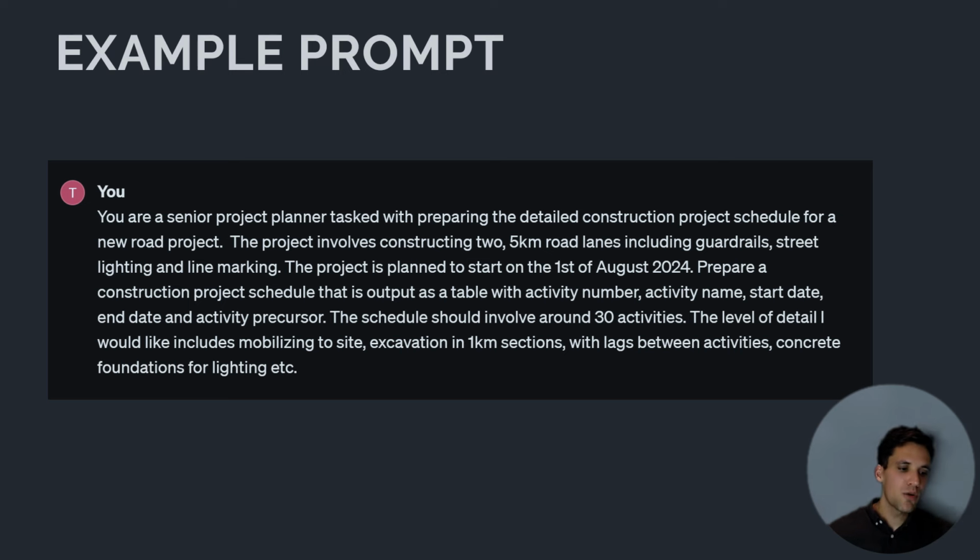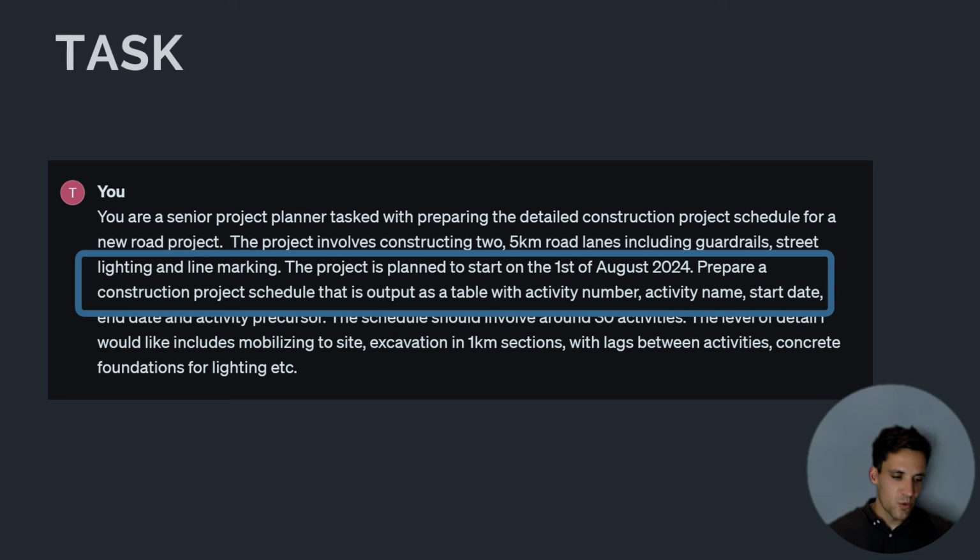So as an example: You are a senior project planner tasked with preparing a detailed construction schedule for a new road project. The project involves constructing 2 5-kilometer road lanes, including guardrails, street lighting, and line marking. The project is planned to start on the 1st of August 2024. Prepare a construction project schedule that is output as a table with activity number, activity name, start date, end date, and activity precursor. The schedule should involve around 30 activities. The level of detail I'd like includes mobilizing to site, excavating in 1-kilometer sections with lag between activities, concrete foundations for lighting, etc. So breaking this down, where's the task?